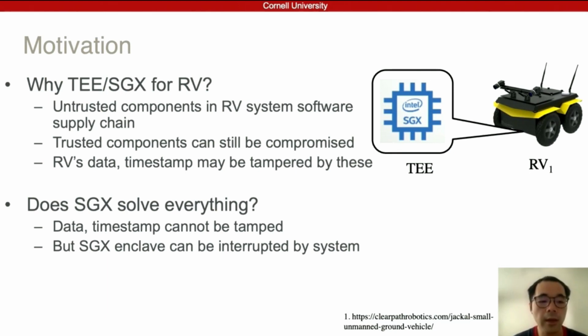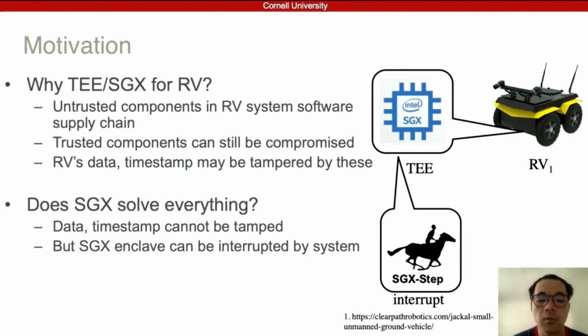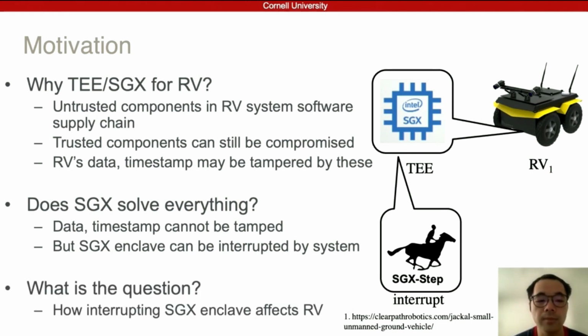First of all, the data and timestamp cannot be directly tampered with by the system. However, the SGX enclave can still be interrupted by the system. We can use SGX-Step to do that. So the question now is, how does interrupting an SGX enclave affect robotic vehicles?